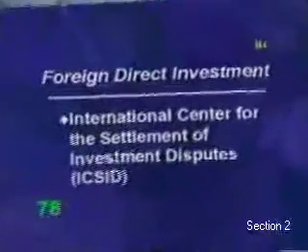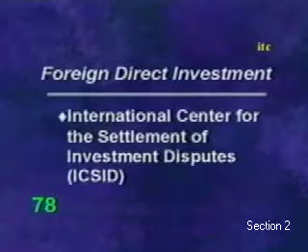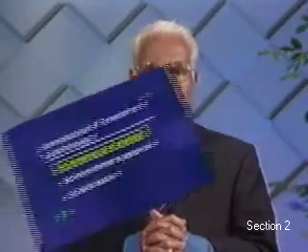Sometimes, bilateral treaties between two countries provide investment protection against political risks. The International Center for the Settlement of Investment Disputes, otherwise known as ICSID, can help if the countries concerned are signatories of the convention that established ICSID, which was created under the framework of the World Bank.